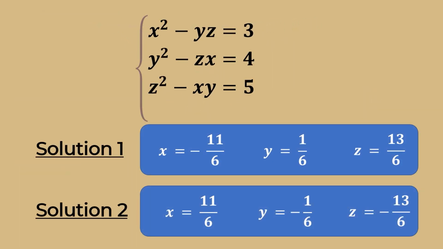The first solution is x equals negative 11 over 6, y equals positive 1 over 6, and z equals 13 over 6. The second solution is x equals positive 11 over 6, y equals negative 1 over 6, and z equals negative 13 over 6. Both sets satisfy all three original nonlinear equations.